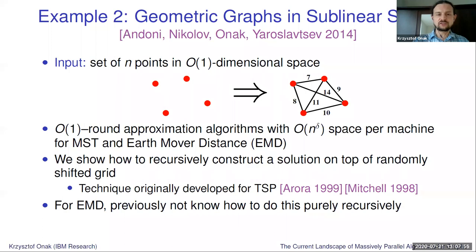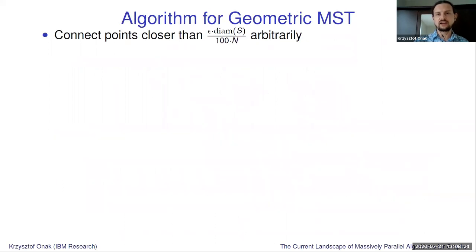And in particular, here I mentioned MST and Earth mover distance. For Earth mover distance, it was not known how to do this purely recursively. There were algorithms that were using similar techniques, but they also had to construct augmenting paths that involved several cells. And so this is not something you would be able to do in MPC most likely. So we had to develop new techniques. I'm going to now tell you quickly how the algorithm for minimum spanning tree works.